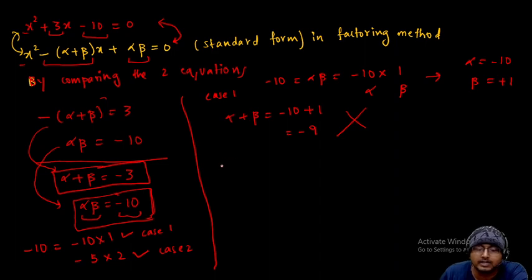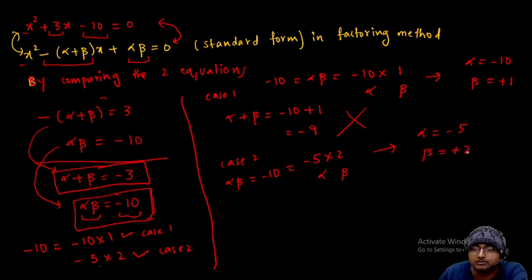Okay, now let us take case 2. What is case 2? Alpha beta equal to minus 10 can be written as minus 5 into 2, that is alpha into beta. So from this what we will get? Alpha is equal to minus 5, beta is equal to plus 2.